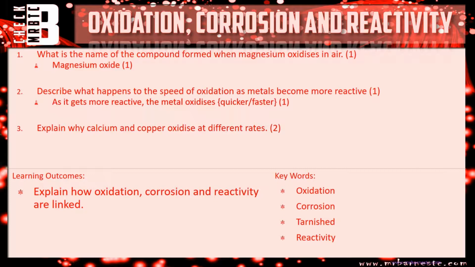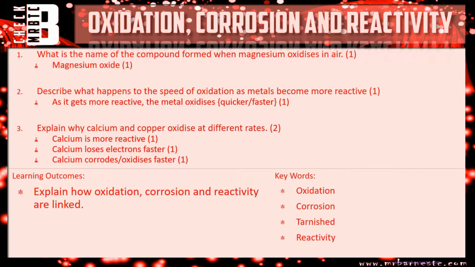So you want to talk about reactivity here. You want to say calcium is more reactive and it will oxidize faster or lose electrons faster. So you get 1 mark for saying it's more reactive, 1 mark for saying it loses electrons faster, and 1 mark for saying it corrodes or oxidizes faster. It's only worth 2 marks, so any 2 of those points will get you 2 out of 2. That's it for this video.